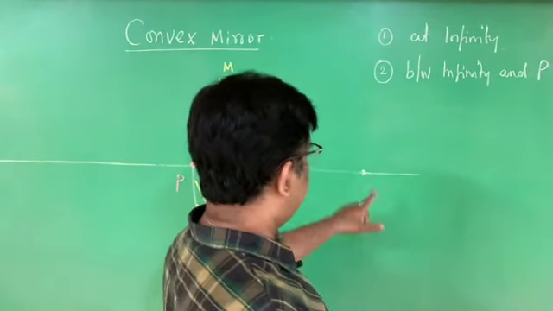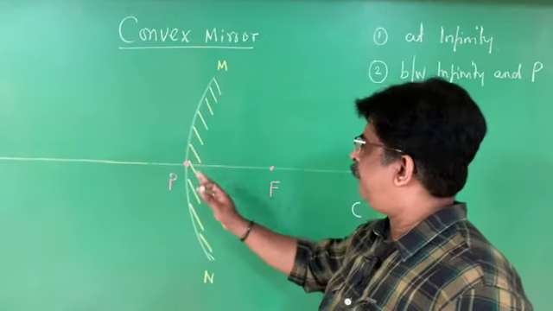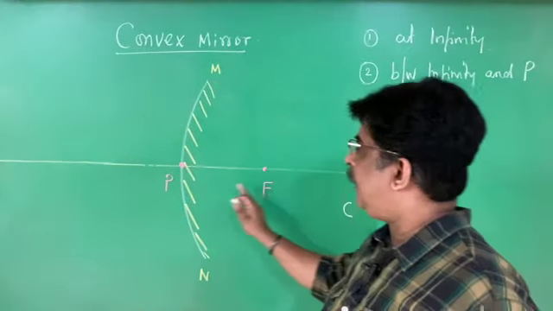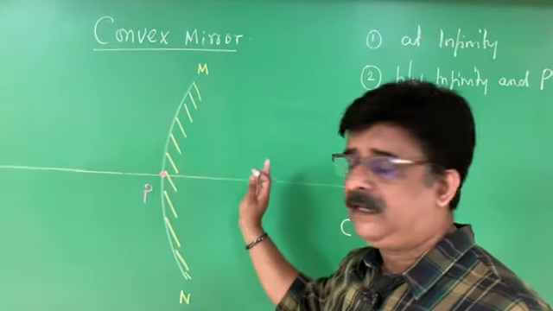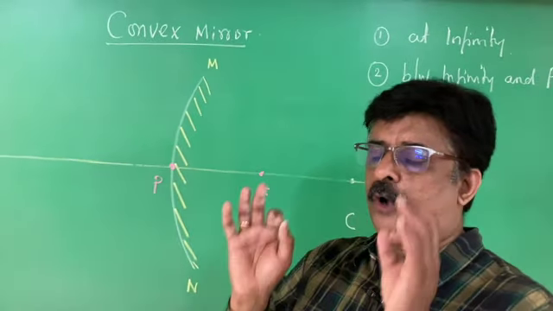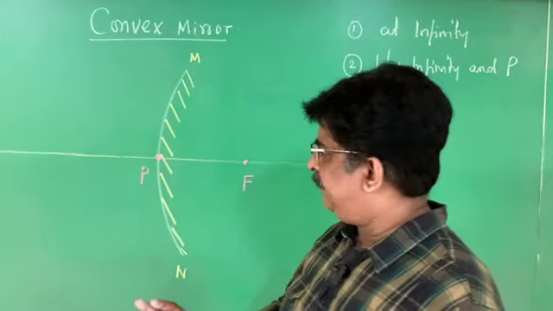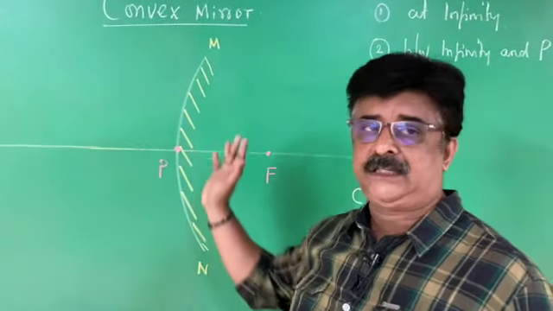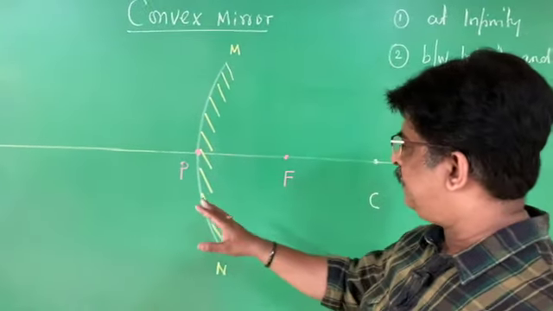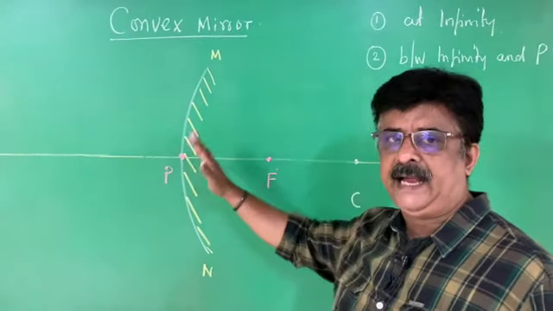Why? Because the C and F were in front of the reflecting surface. Here, the P, C and F are behind the mirror. It is not in front of the reflecting surface. Therefore, the concluding part: the convex mirror is a spherical mirror. In the convex mirror, the reflecting surface is bulged outwards, and the center of curvature and the principal focus are behind the mirror.